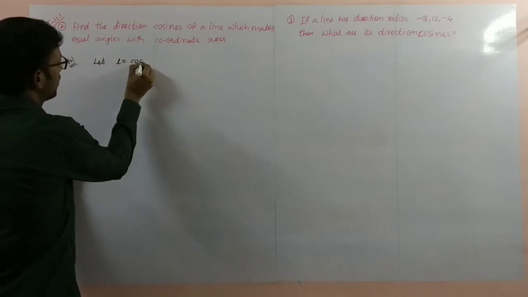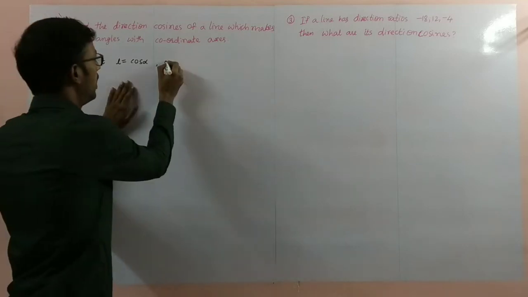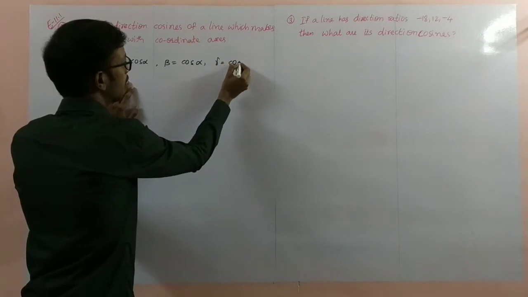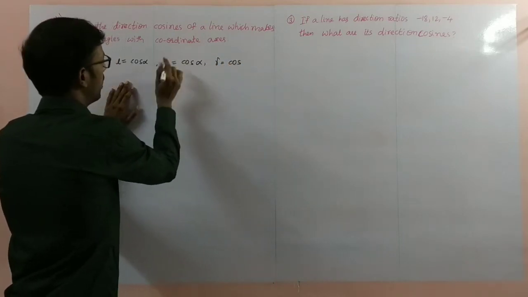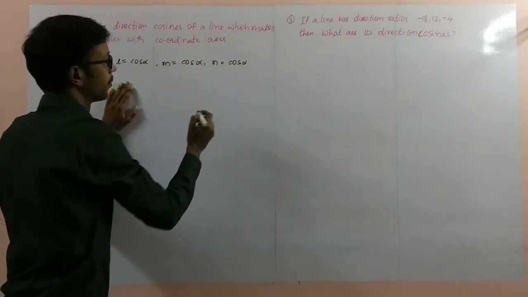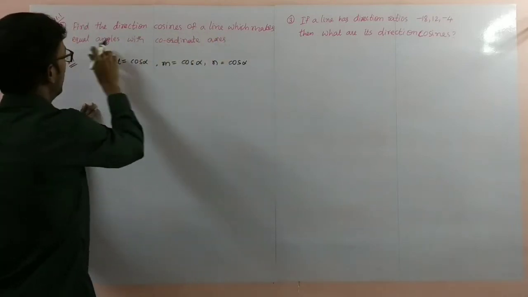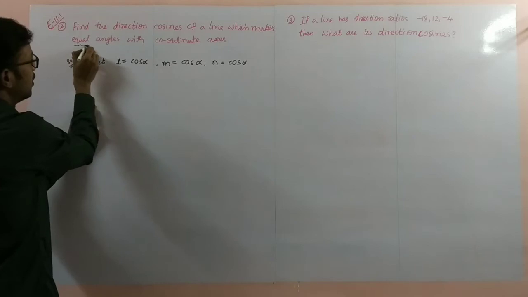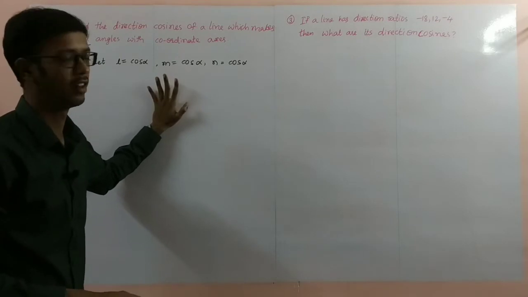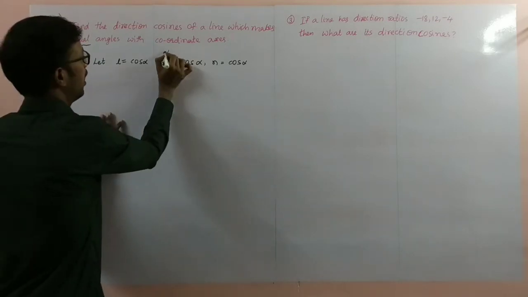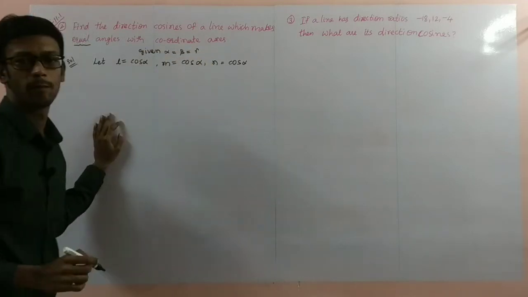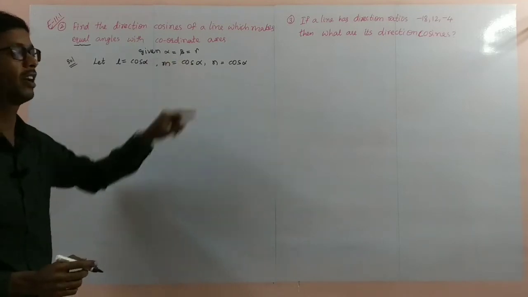l equal to cos alpha. We know the formulas, this one. m equal to cos beta, which is cos alpha only. n equal to cos gamma, which is cos alpha. l, m, n are cos alpha. Why? Because the three angles are equal. Alpha equal to beta equal to gamma, by what is given. So in the beta place also I am writing alpha.